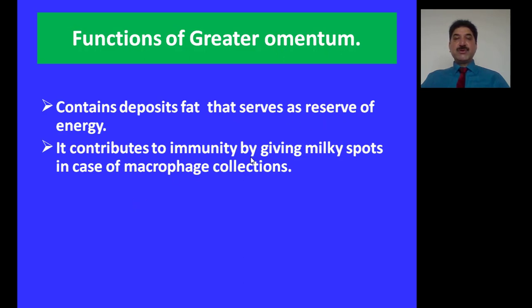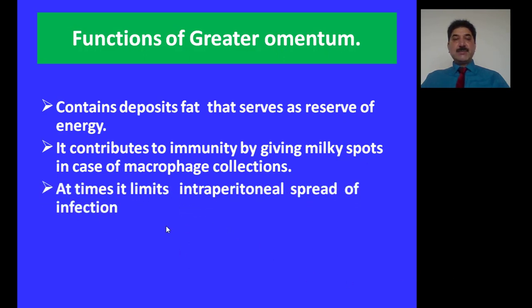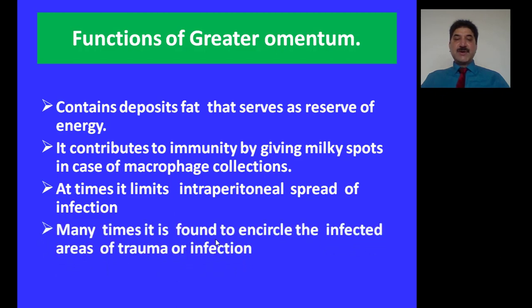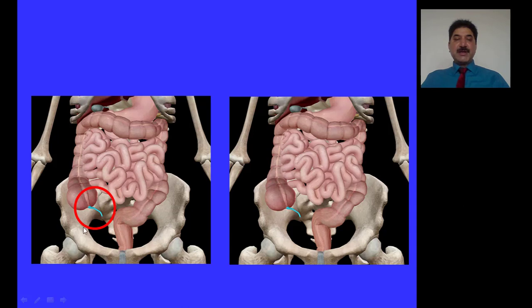It contributes to immunity by giving milky spots in case of macrophage collection. At times, it limits intraperitoneal spread of infection. Many times, it is found to encircle the infected area of trauma or infection and prevent spread of the infection within peritoneal cavity. As shown in this diagram, appendix lies in the right iliac fossa.